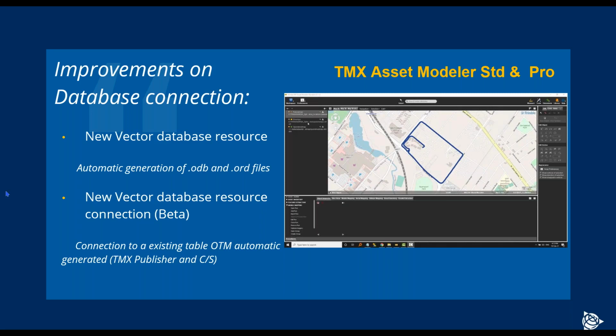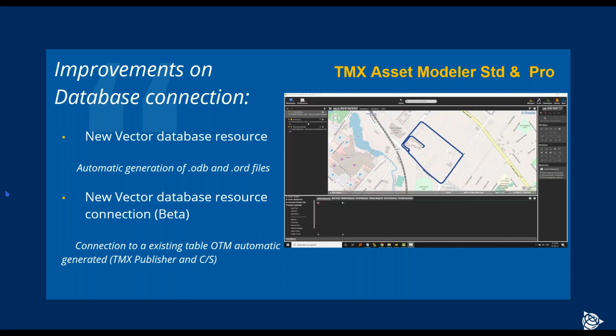TMX and improvements on database connection. For big companies, government companies or service providers, which are maintaining an already existing geospatial database, it's very important to provide rapid updates of existing data. And mobile mapping suits this task very well. TMX allows users to connect to the existing database. It's Microsoft Access, Oracle, PostgreSQL, SQLite, and others.